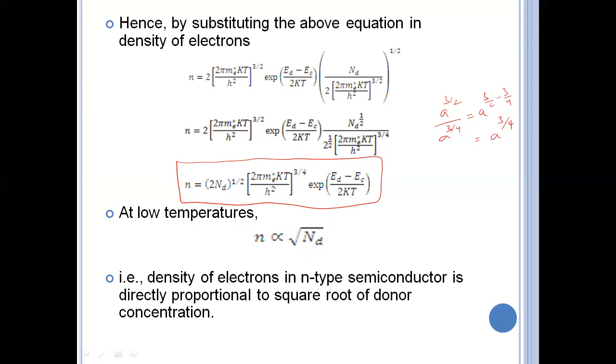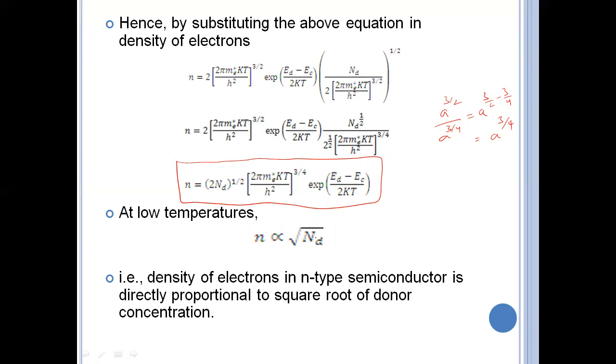Now from this expression, keeping all the constant terms aside, small n is proportional to square root of Nd, which states that the carrier concentration of n-type extrinsic semiconductor is directly proportional to square root of donor concentration.